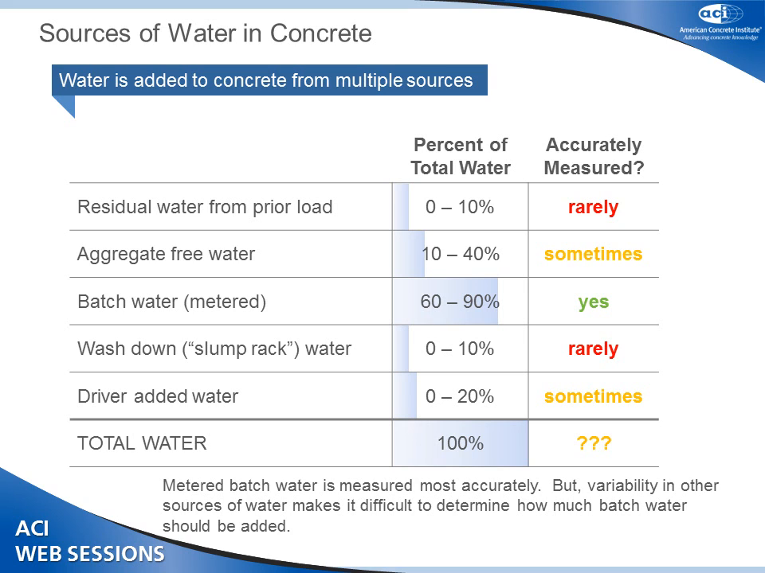So when we see on a batch ticket that there were 30.63 gallons per cubic yard of water added, it doesn't necessarily mean that we know to that level of precision that much water went into the truck. So that's basically the challenge and what we're going to try to address in this session today.